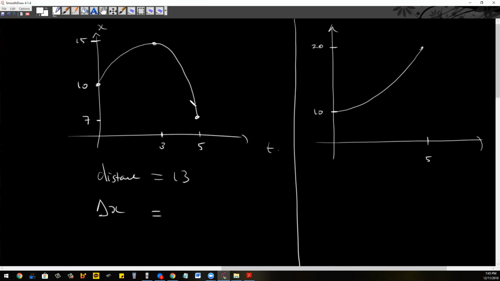Negative 3. It'll be 7 minus 10. Final position minus initial. That's the final position here, and this is the initial position. So that's equal to minus 3.